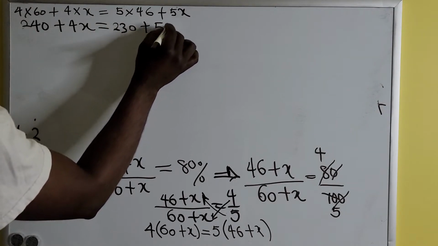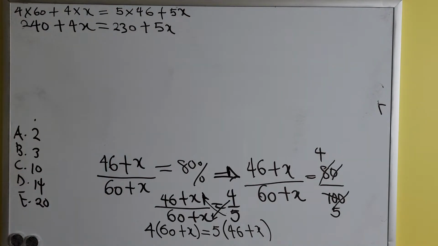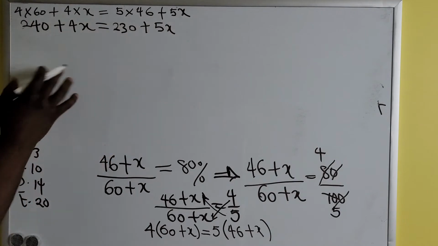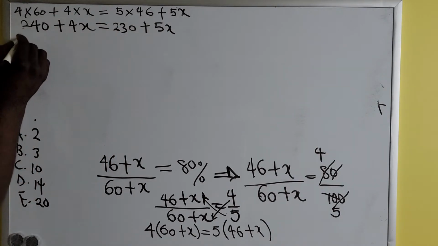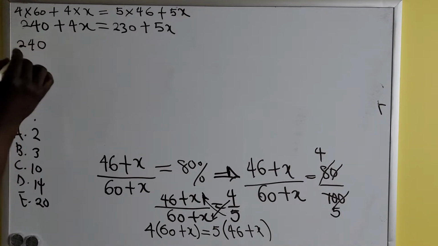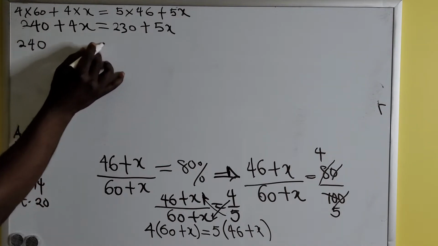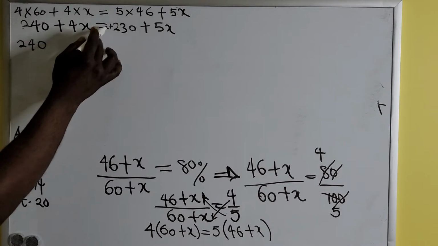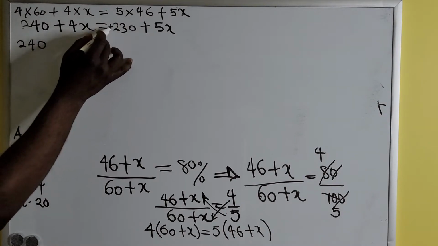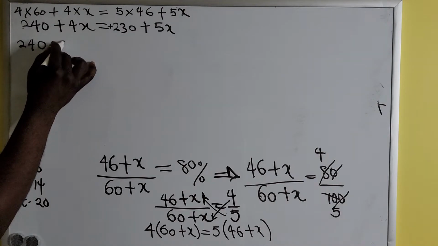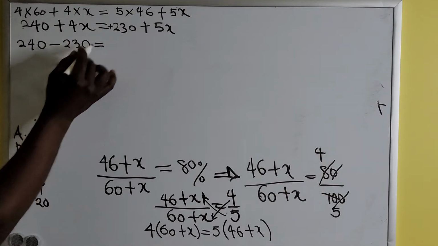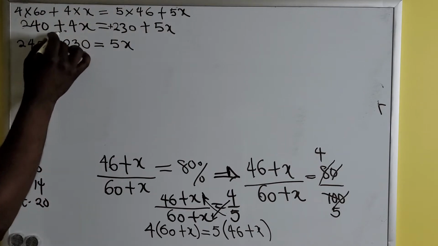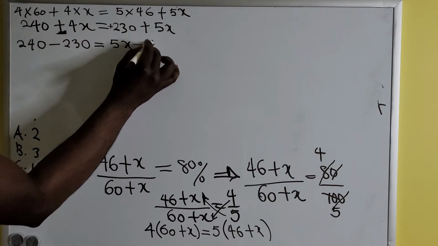Plus 5x. So let's bring like terms together. Like terms, right? Every number with x goes to the same place, and the numbers without x in the same place. So in this case, we're going to write 240. Remember I said whenever you move a number across the equality sign, there's going to be a change in sign. So there's a plus here. We don't usually write it, but there's a plus there. So if you move this number here, this sign is going to change to negative. So we're going to have minus 230 is equal to 5x. If you move this number here, this sign is going to change to negative also. So you have minus 4x.